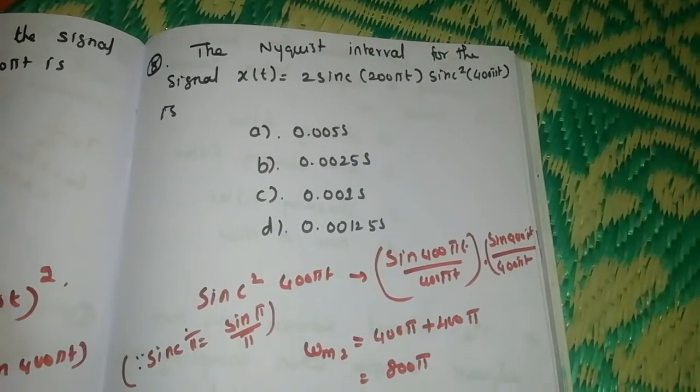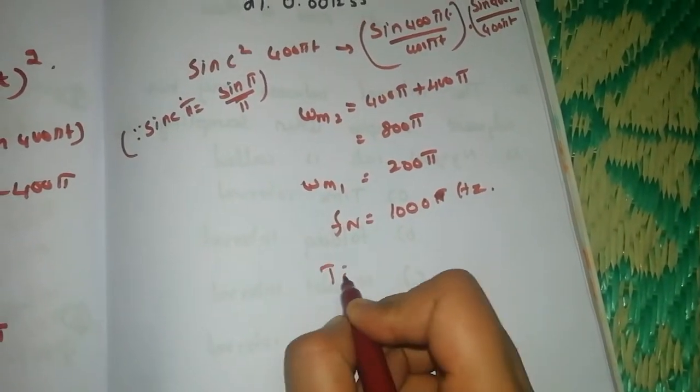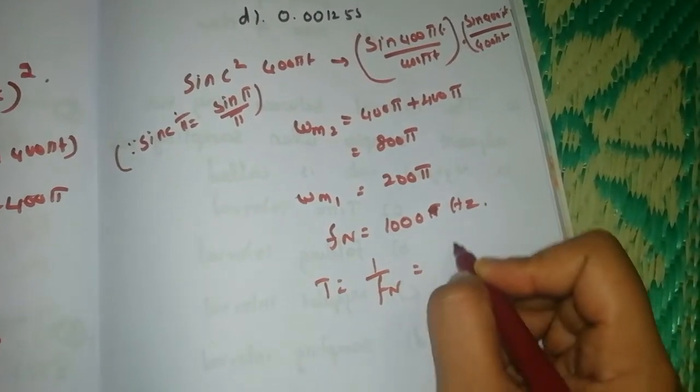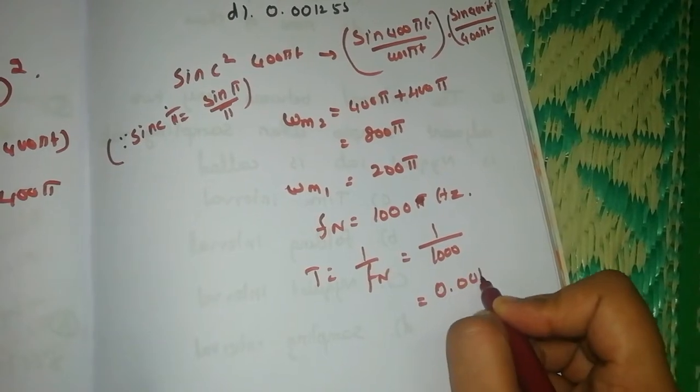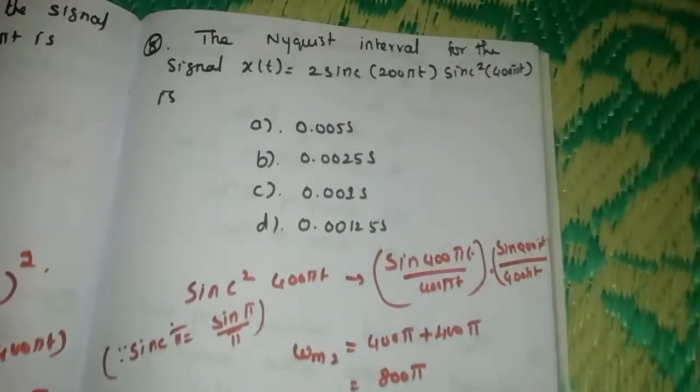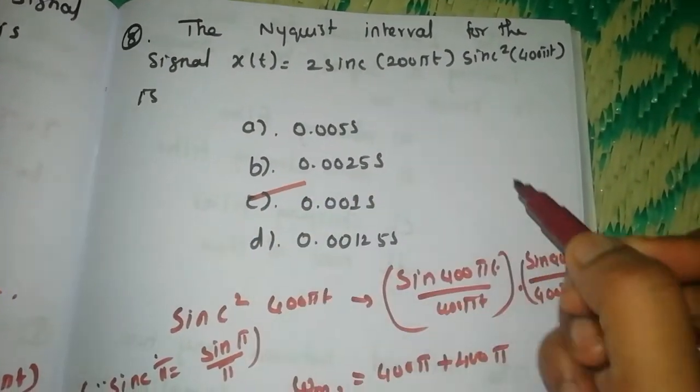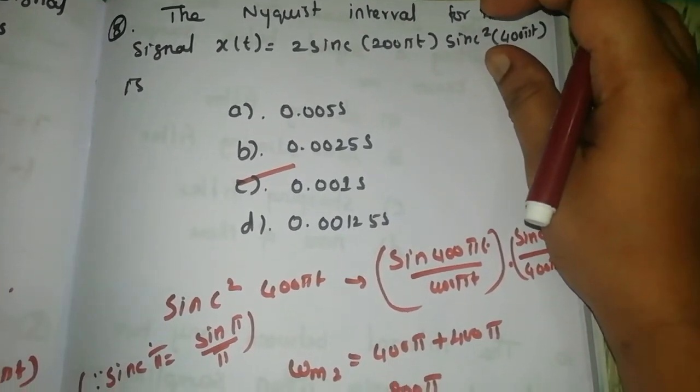From that we have to find the Nyquist interval. So T is equal to 1 by Fn, that is 1 by 1000, which is equal to 0.001 second. So here the answer is C, 0.001 second.